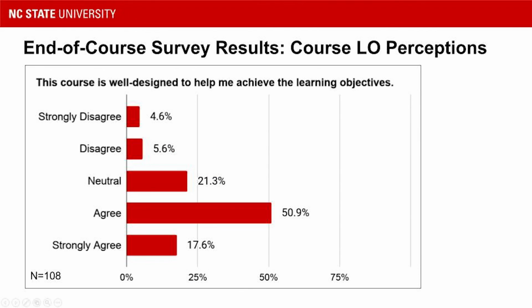Surveys were conducted during the first implementation of the redesigned course to collect student feedback on course design and self-perceived learning outcomes. The end-of-course survey showed that nearly 70% of students believe the course structure and design helped them achieve the course learning objectives. They also indicated positive self-ratings of their skills connected to the course learning outcomes.